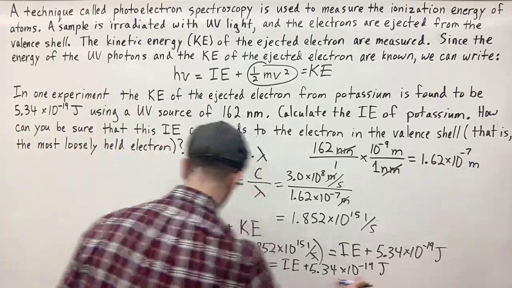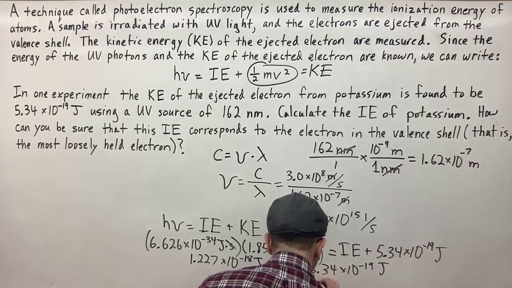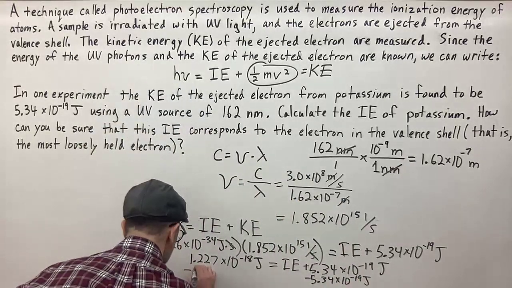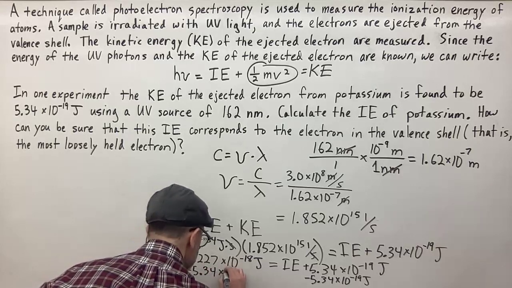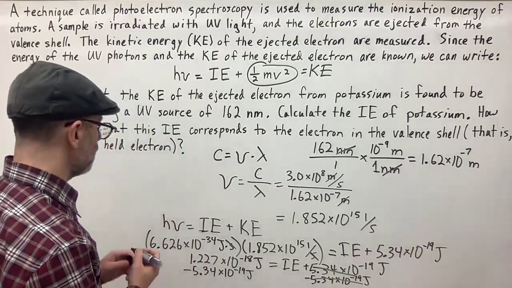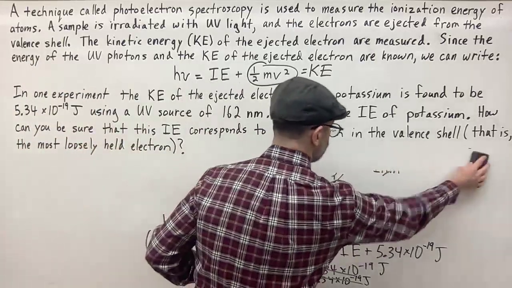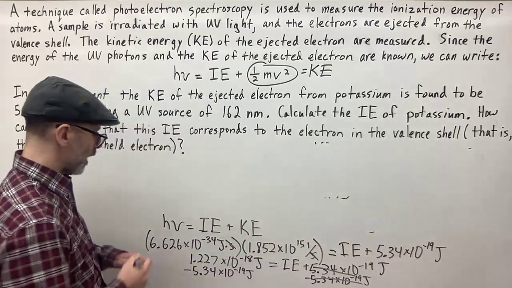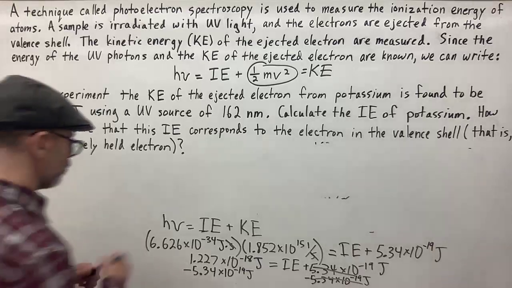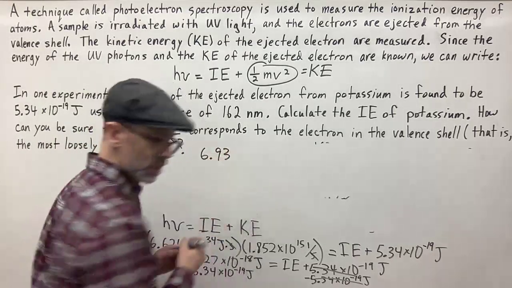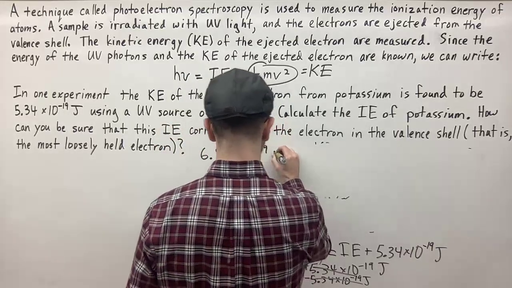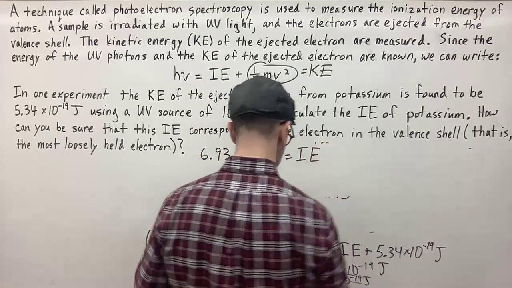And then all I have to do is subtract this from both sides. So I'm going to subtract 5.34 times 10 to the negative 19 joules on this side, and I'm going to subtract 5.34 times 10 to the negative 19 joules on this side. So this cancels out, and I don't need this anymore, so I'm going to erase this to give myself some room. Now I have these added together. When I add those together, I get 6.93 times 10 to the negative 19 joules, which is equal to the ionization energy.